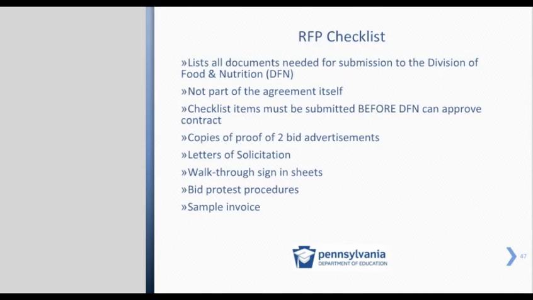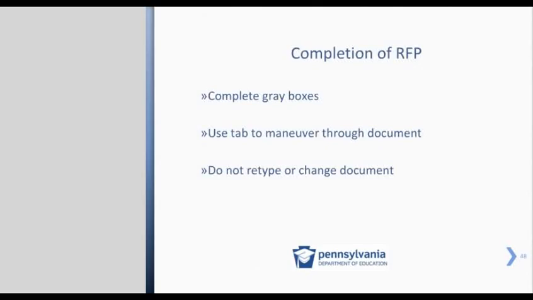We're going to go through the actual necessities of the standard RFP packet. The first thing is a checklist. It is not part of the contract, just a tool to help keep you organized. All items on the checklist must be submitted or we cannot approve the contract. This includes copies of bid advertisements, letters of solicitation, walkthrough sign-in sheets, bid protest procedures, and a sample invoice from the awarded contract or from the awarded vendor. The RFP is a locked document.